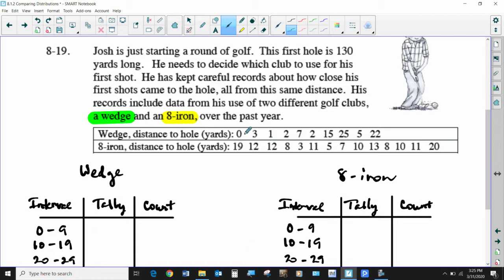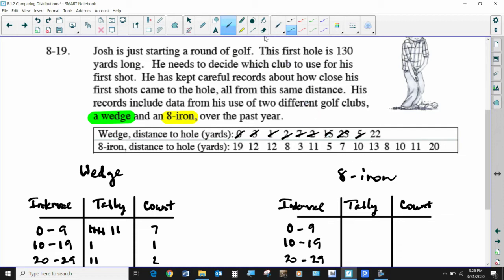So looking at the wedges, looks like we got 1, 2, 3, 4, 5, 6 of them. Then you got a 15 right there. You got a 25 here. You got a 5 here. That goes in here. And then you got the 22. So we've got 7, 1, and 2.